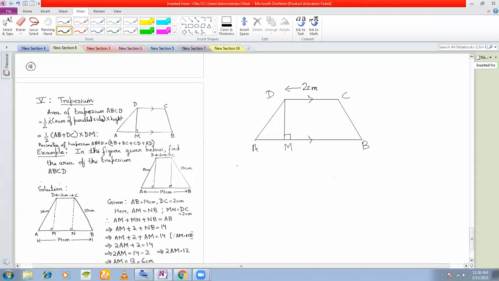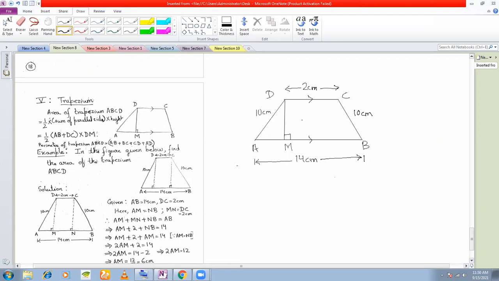This length is given to you as 2 centimeter. This length is given to you as 14 centimeter. This length is given to you as 10 centimeter, and this also as 10 centimeter. And you are to find out the area of this trapezium.